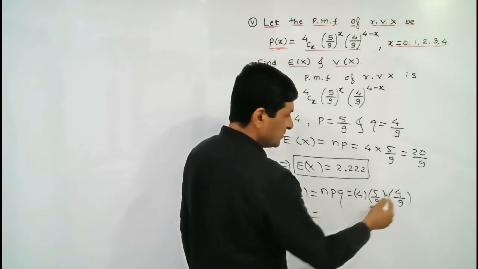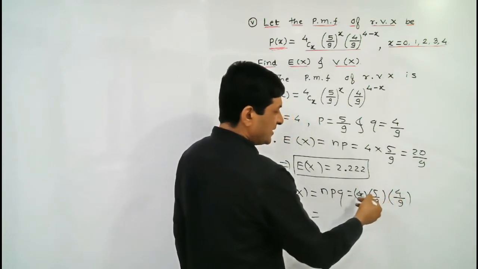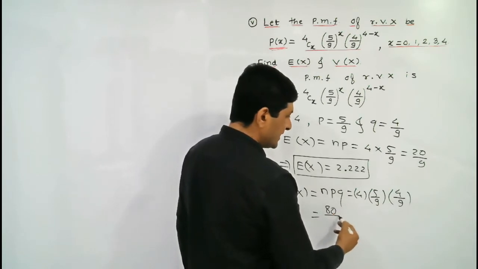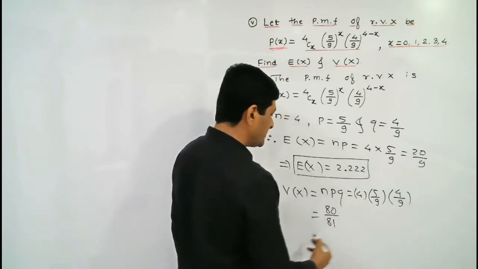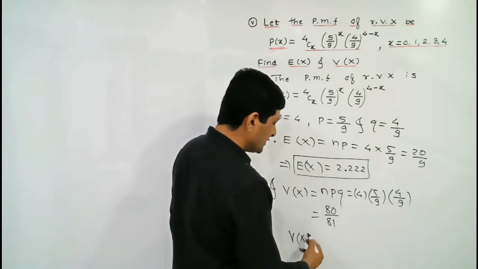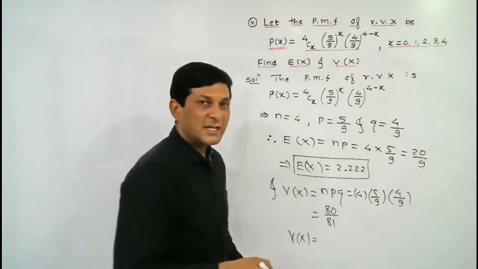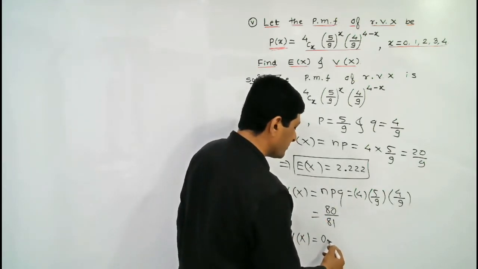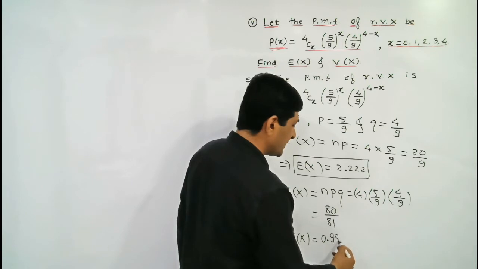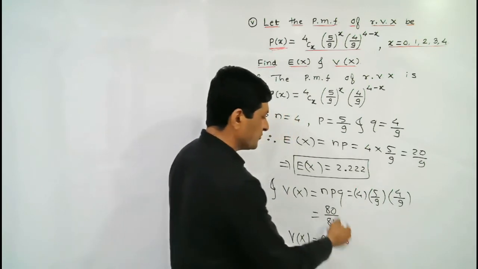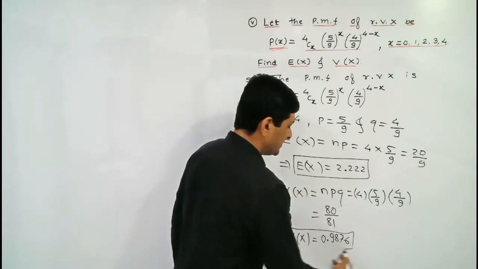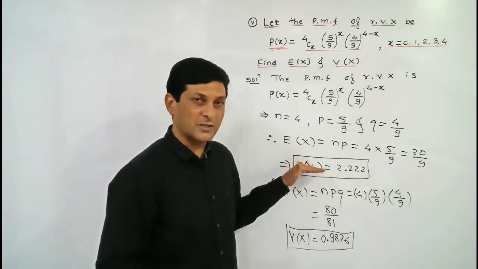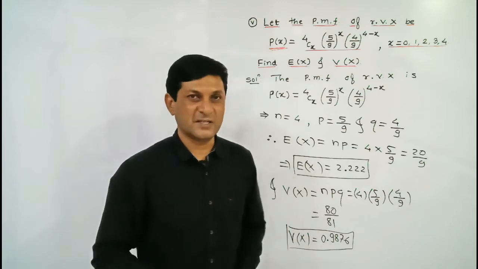Now let us simplify it. Here 4 into 5 is 20, 20 into 4 equals 80, and in the denominator 9 into 9 equals 81. Dividing 80 by 81, its value will be approximately 0.9876. Try to find this division yourself and check whether you get the same value of V of x. In this way we have got E of x and V of x.